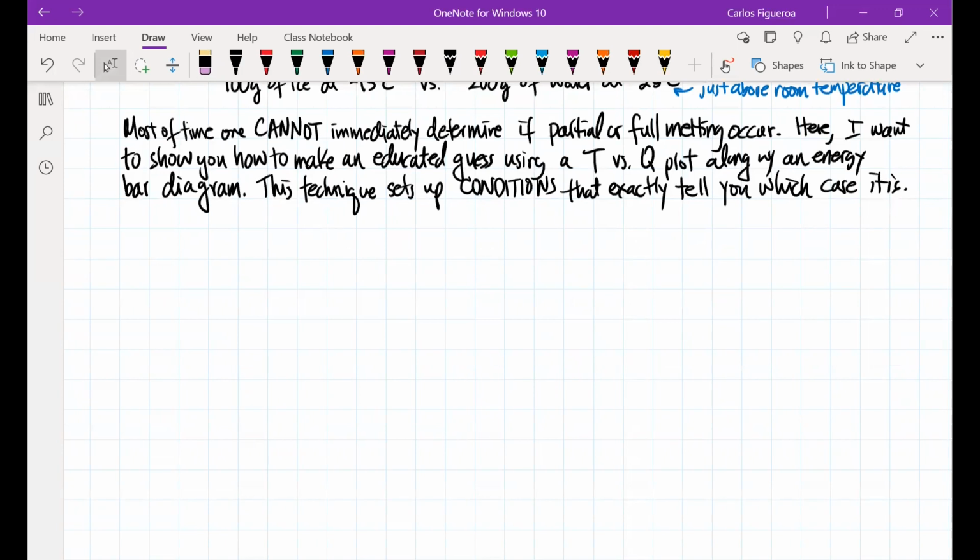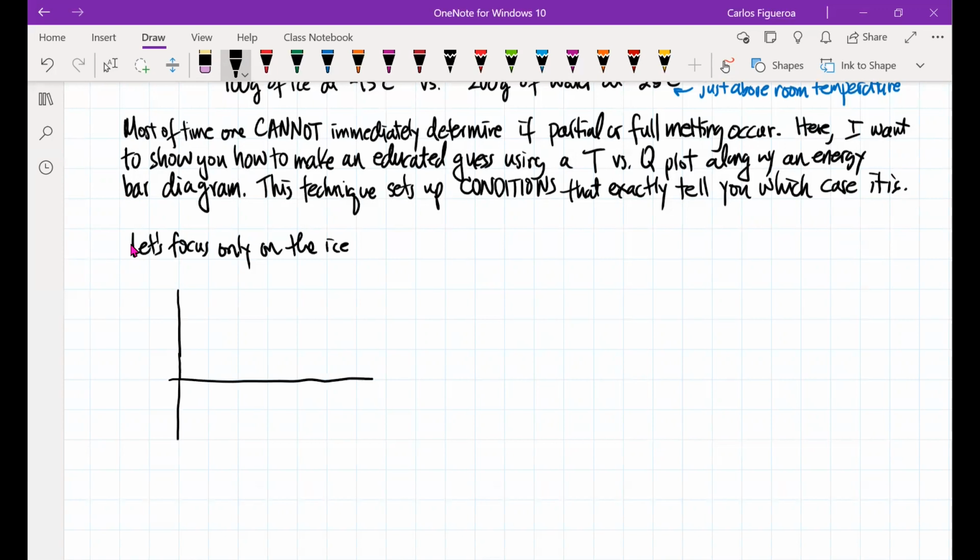Okay, so let's look at the situation here. Right now, let's focus only on the ice. So here I go. I'm going to go 1, 2, 3, and then about right here. So here's going to be my T versus Q curve. So this is going to be T in degrees Celsius, and this is going to be heat. And actually, I'm not going to put units for the heat.